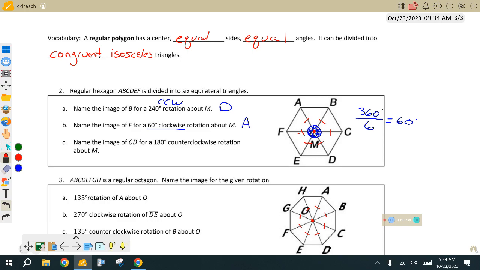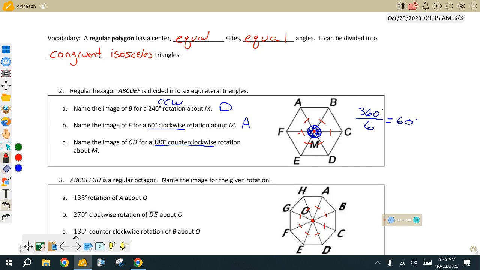And we can do the same thing for the segment. Doesn't matter if we're doing a point or a segment. Just make sure you know which direction you're going and how many turns that is going to represent. So 180 degrees counterclockwise. CD, where do we find CD? Right here is CD. 180 degrees counterclockwise.